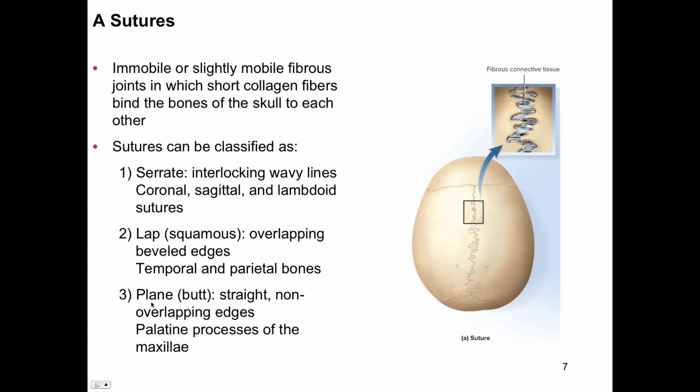And then we have plain or butt. Sometimes they're called butt. So here's one here. Also, lap is also called squamous. Plain or butt, right? These ones are straight on, non-overlapping edges. So that would be like the palatine processes of the maxillae, right? So remember, in the baby or in an infant, the maxillae are 2 separate bones, and then they fuse, all right? So they become a suture, right? So they're fused with this immobile cartilage there, right? And if they don't fuse properly, then you have children with cleft palate and that kind of thing, right?